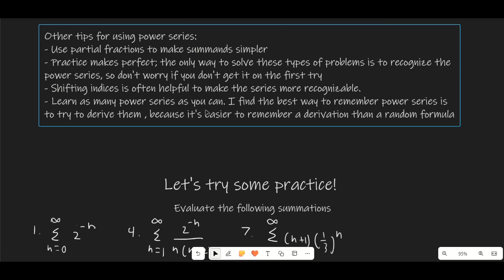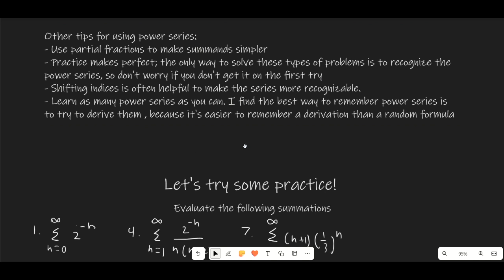I find the best way to remember power series is to try to figure out how to derive them all, because it's a lot easier to remember a derivation than some random formula that you have no idea how it works. And if you completely forget the formula, you can just derive it again, which for the functions we're talking about is generally not that difficult.